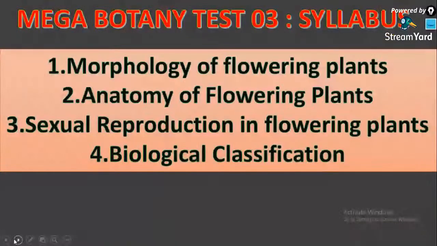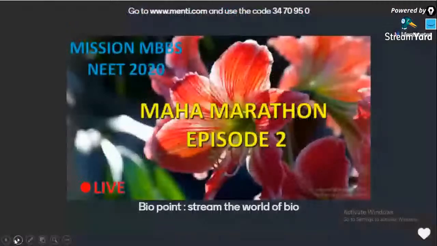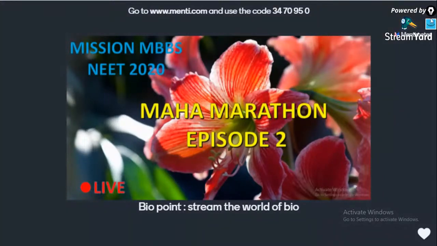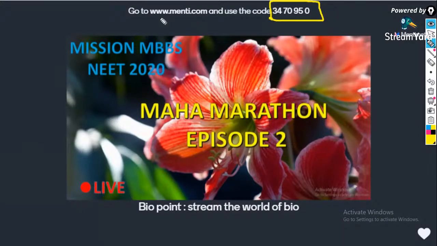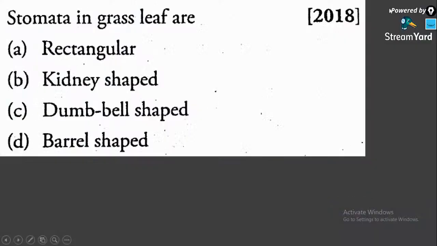Without wasting time, moving on. This is the Menti card for the day. After we discuss all the questions of the structural organization in animals and plants, that is unit number 2, we will go with the Menti. I'll display the code at last after we finish the class. For joining the quiz, go to www.menti.com and use the code 3470950. After the quiz, I'll reveal the code again. Don't join now. Okay, first question on the screen.